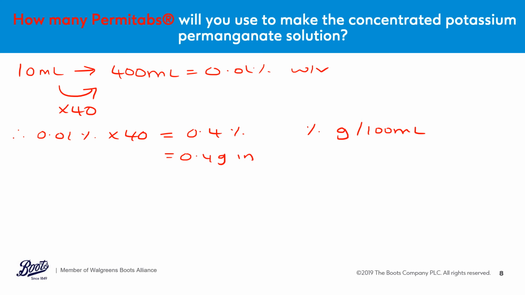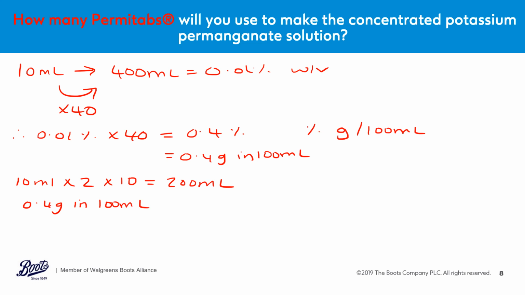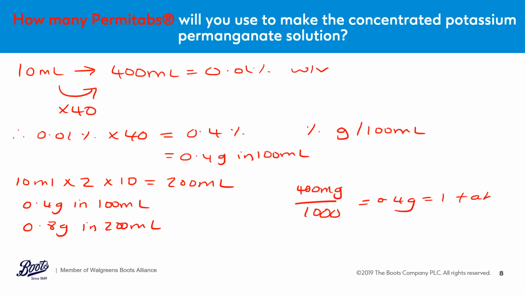Now, we need to see how much of the concentrated solution the patient needs. He needs to use 10 ml twice a day for 10 days, so we're going to require a total quantity of 200 ml. We already know that 0.4 grams is present in 100 ml, so in 200 ml, we'll have 0.8 grams present. Permitabs contain 400 milligrams of potassium permanganate. If we divide this by 1,000, it will give us 0.4 grams. So one tablet contains 0.4 grams of potassium permanganate. To fulfill this particular prescription, the patient needs 0.8 grams of potassium permanganate, and this is equivalent to 2 tablets.